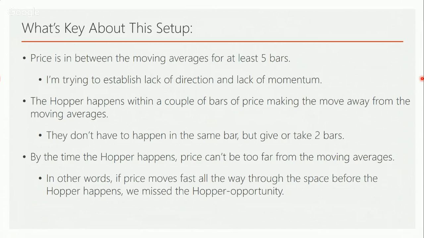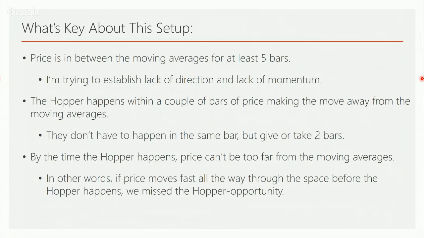So I just wanted to point that out. We are putting 2 strategies together, and I give it a little bit of wiggle room depending on your time frame chart that you're working with, etc. It might take a couple of bars to line them both up at the same time. By the time the hopper happens, price can't be too far from the moving averages though. So if price moves first and it goes all the way through the space you were planning to trade, and then the hopper happens, you have to just say, I missed it. The 2 weren't moving together, and it wasn't that hopper opportunity that I was waiting for, so I'm going to pass on it, and that's okay.